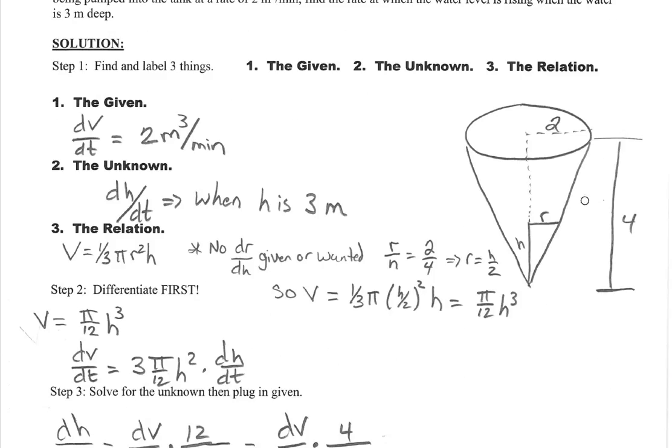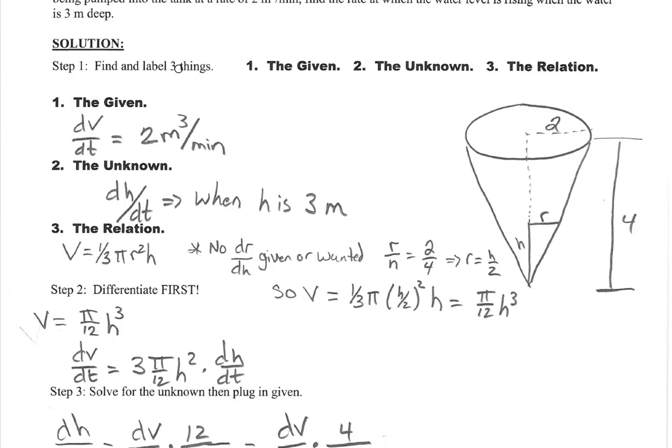So over here I drew a picture. This is an inverted cone, and I have put in arbitrarily h for height and r for radius. And then we're told the overall height is 4 meters and the radius is 2 meters.